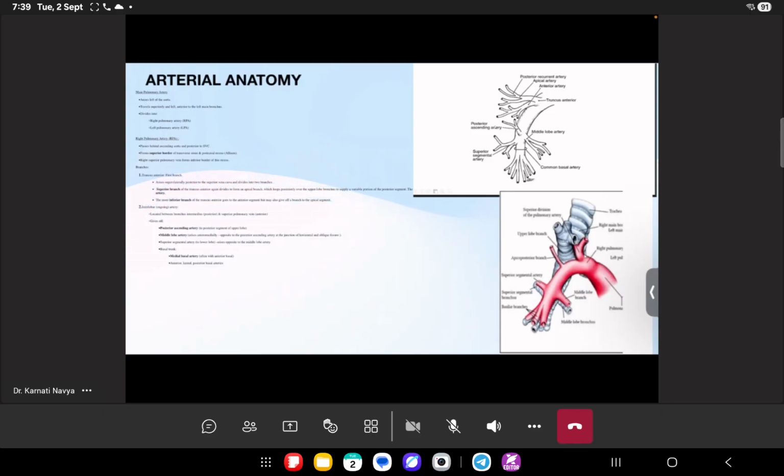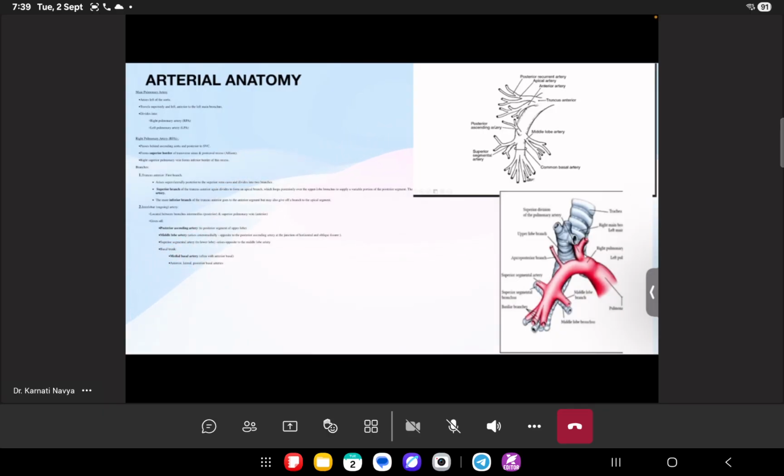You can see in the picture on the right, it's truncus anterior giving rise to an apical artery, which in turn gives rise to a posterior recurrent artery. The interlobar artery: the next artery continues as the interlobar artery. It's located between the bronchus intermedius posteriorly and the superior pulmonary vein anteriorly.